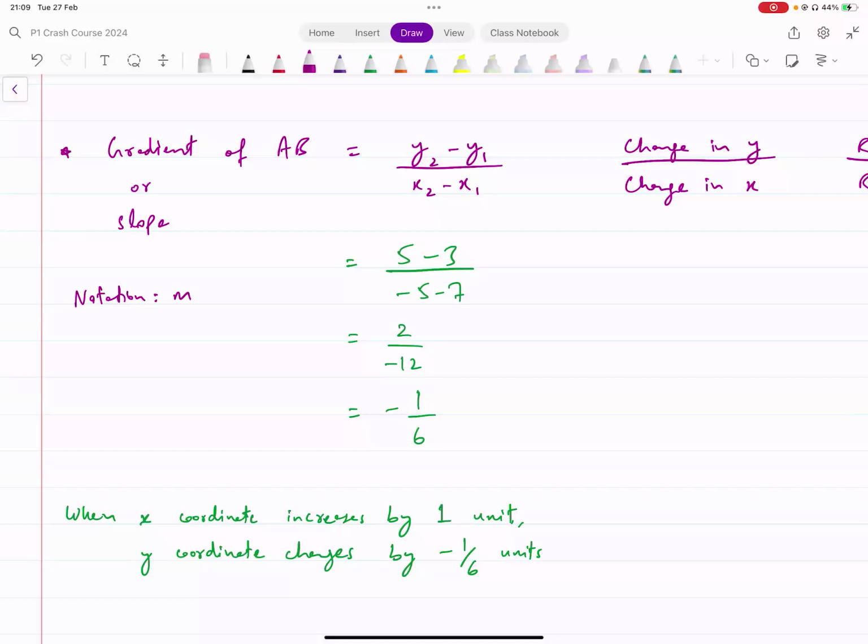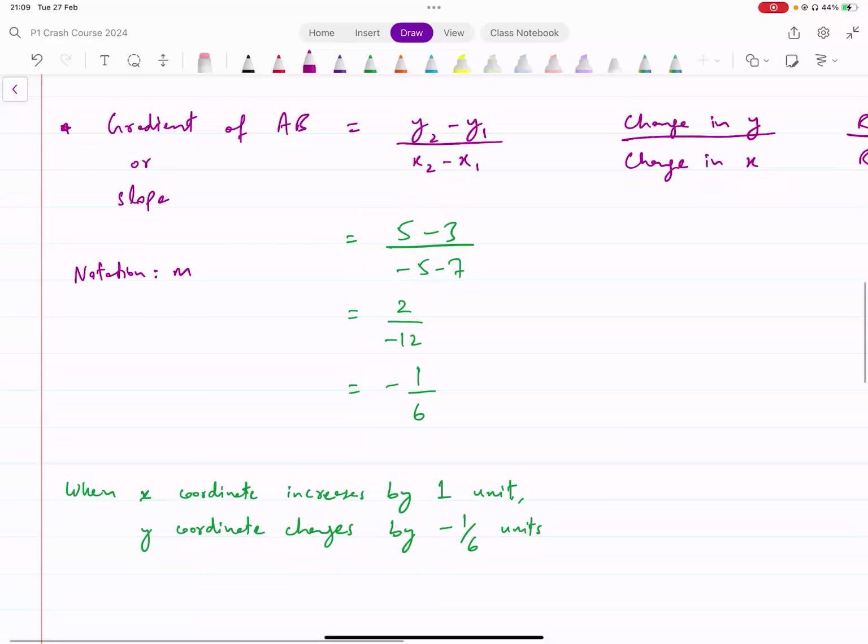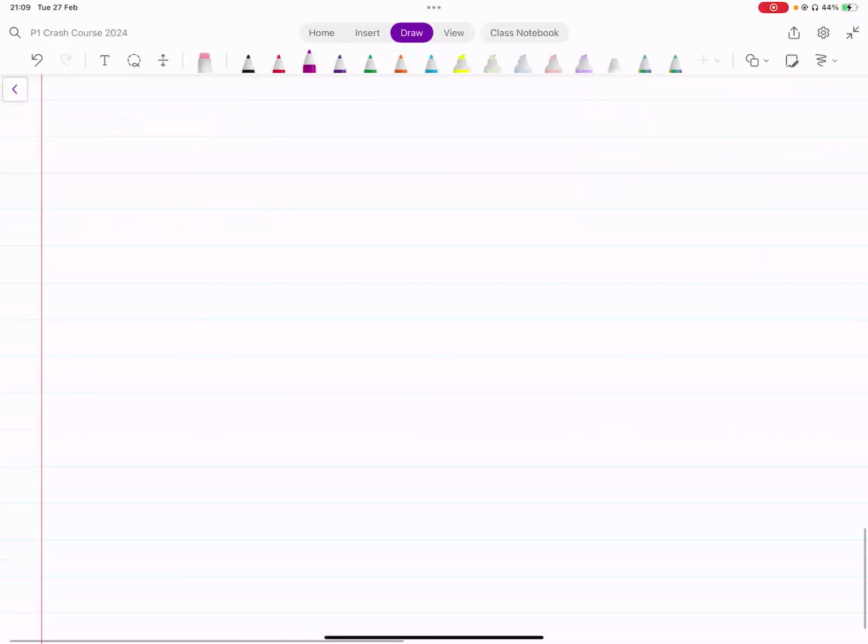Okay. So now that we understand what gradient represents, it represents the direction of the line, whether the y coordinate is increasing or decreasing with 1 unit change in x. Let's talk about two specific kinds of lines that you will be dealing with a lot here: parallel lines and perpendicular lines. So what happens when you have parallel lines?